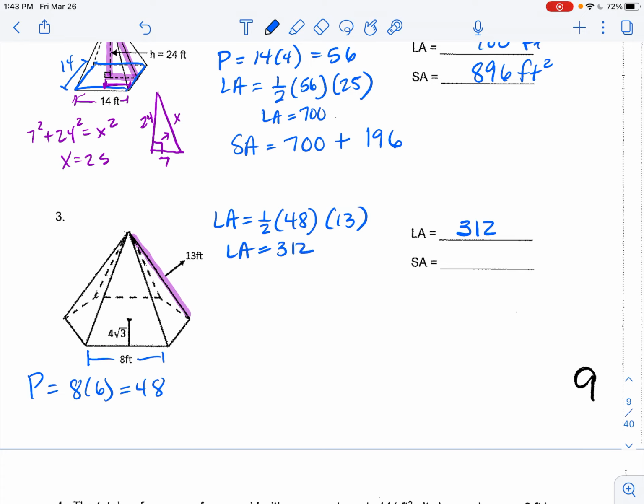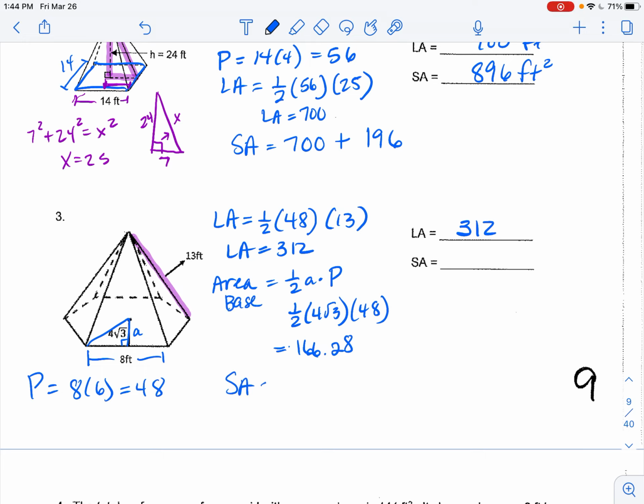Okay, so now I need to find the area of the base. That was from our last unit, and the way we did this is we drew in a right triangle. Remember, we needed our apothem, and the area of the base is 1/2 the apothem times the perimeter. So my apothem is 4 roots 3, and we already figured the perimeter was 48. If we put this into our calculator, I get 166.28. So that's the area of the base, being that hexagon.